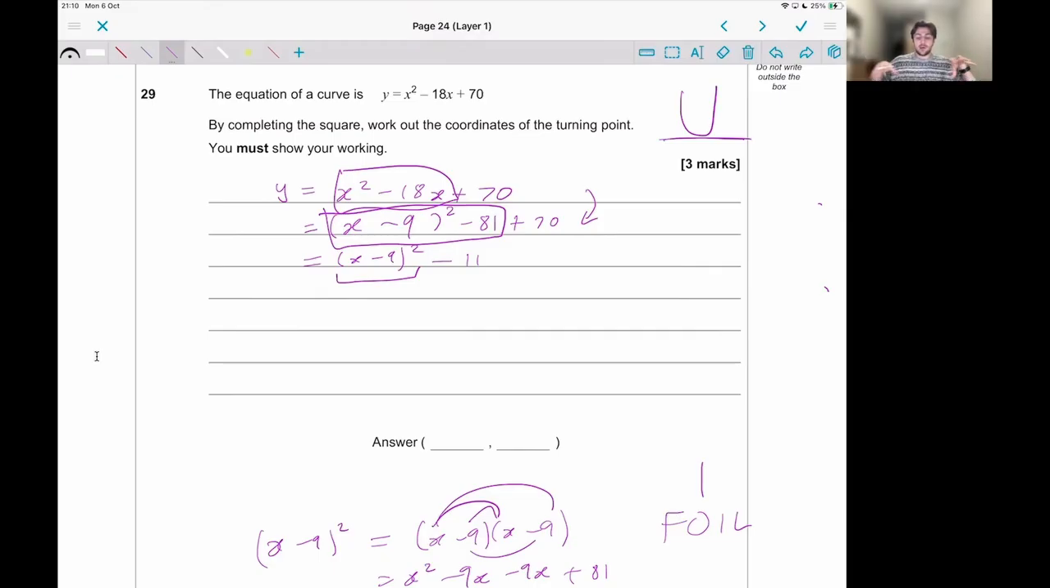So the smallest that the whole expression can be is 0 minus 11. So the minimum is minus 11. And it happens, well, y equals minus 11, and it happens at this bracket being equal to 0. Well, that happens when x is 9, because 9 minus 9 is 0. So we know then that our minimum point has a height of minus 11, and it happens when x is 9. And that's our answer. And we are done with this paper.